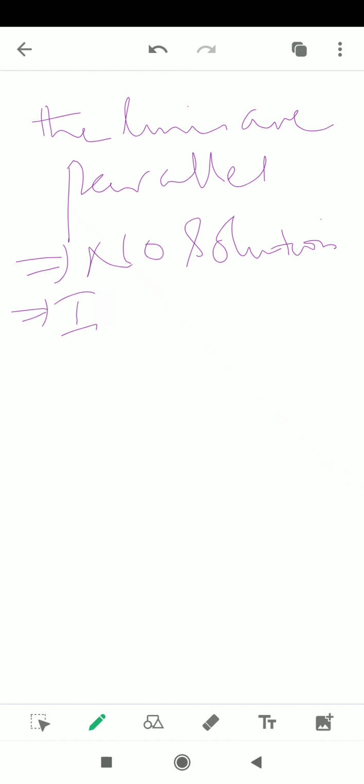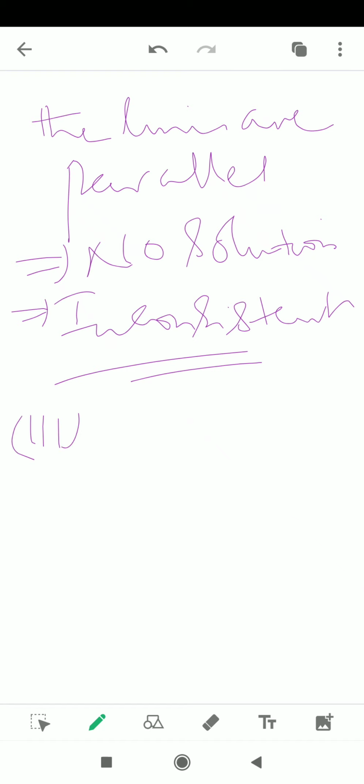Therefore the lines are parallel. Because they are parallel, it implies no solution, because they never touch each other. Because there is no solution, they are inconsistent equations. Inconsistent, okay. Now problem 3.